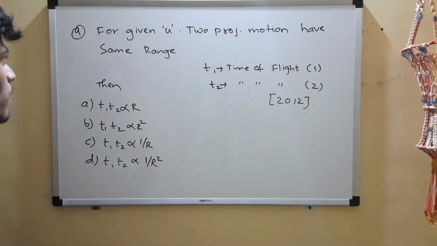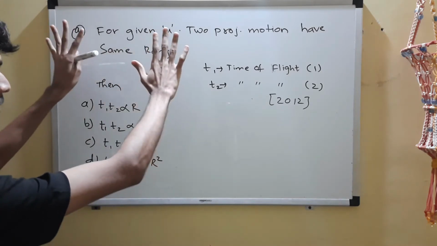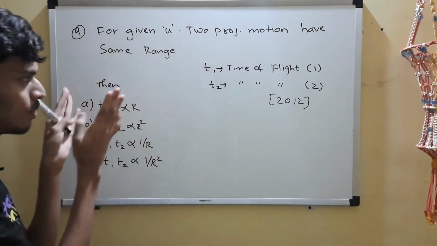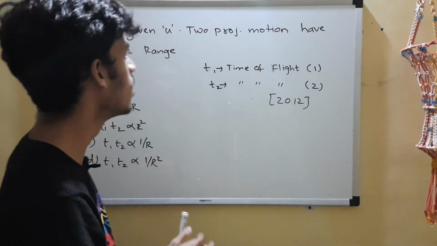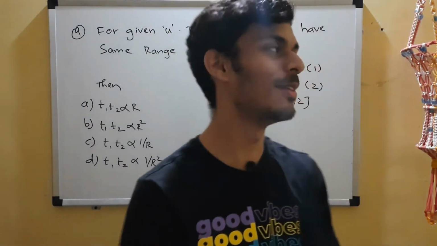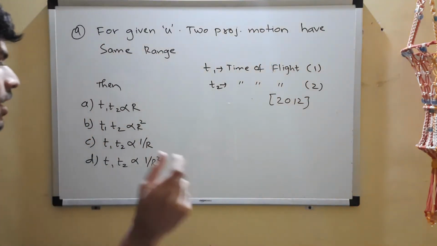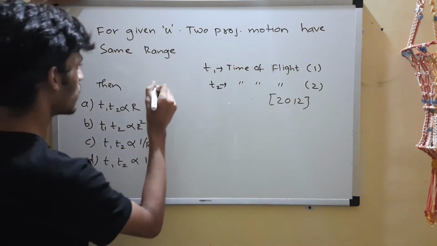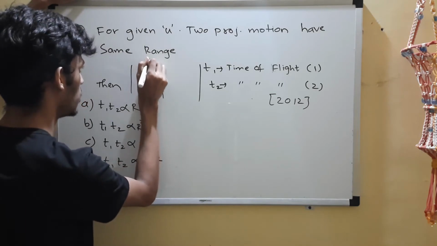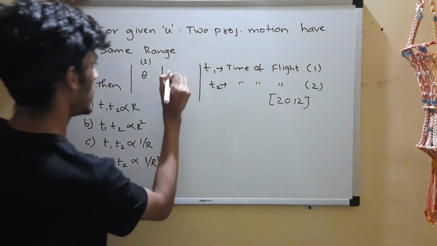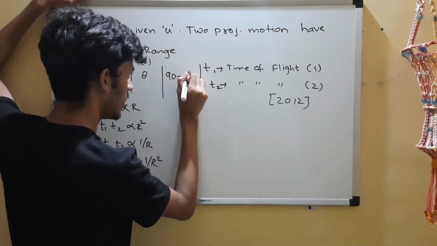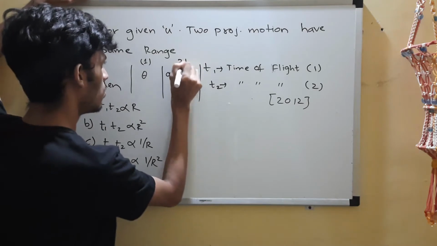So the hidden point lies in the very first statement. For a given velocity u, the two projectile motions are projected with the same velocity u and have the same range. What does this mean? The two angles are complementary. So that was the point that you should hold on to. So we have to choose two complementary angles. For the first projectile motion, let it be theta, and the second one, we'll choose it to be 90 minus theta. This is a general way of choosing two complementary angles.